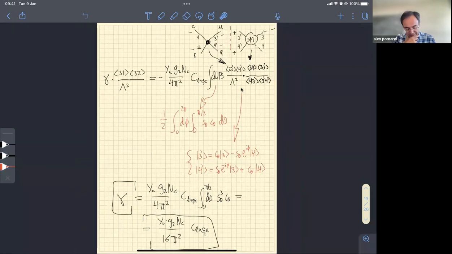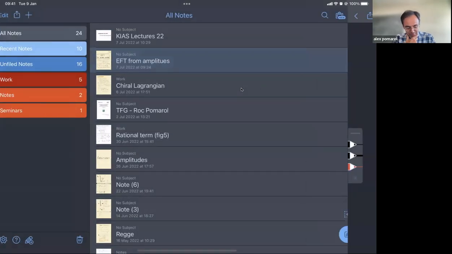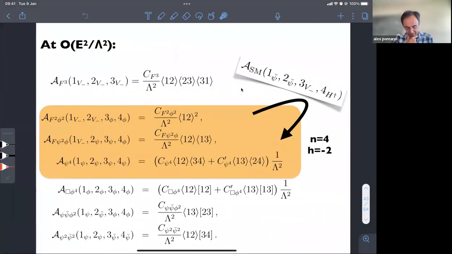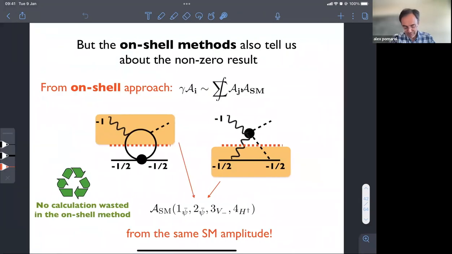So that's to show when it's non-zero. Sometimes this is zero because the amplitude is not there. When it's there, I have to calculate the amplitude and plug it in here. Use some relation between internal spinor and external spinor, put it here, and that's it. So in principle, the calculations are simple to do, even when they are non-zero.